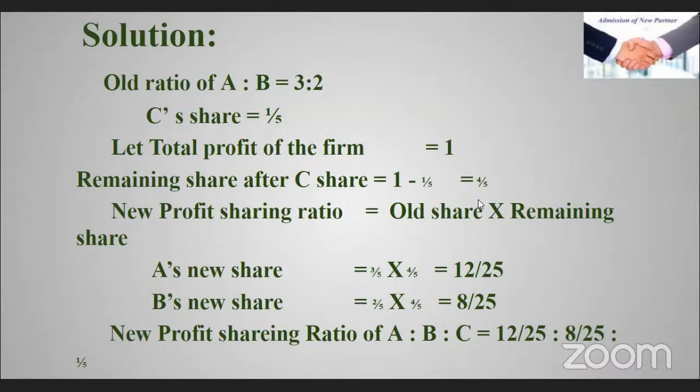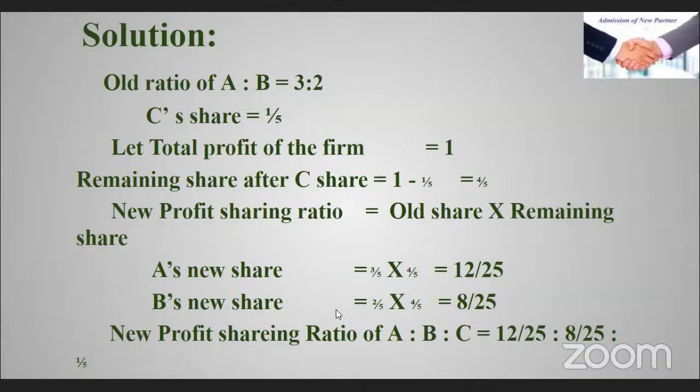So 4 by 5 is the remaining share. This remaining share we distribute to the old partners. So how do you get the new profit sharing ratio? Old share into remaining share. So A's old share is how much? 3 by 5. How did you get this 5? Because A is 3 and B is 2, the total share is 3 plus 2, 5. So out of the 5 units, 3 units A is taking, 2 units B is taking.